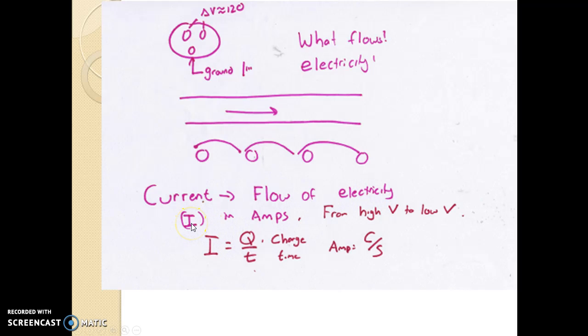Current, we're going to call the letter I. It's measured in amps. And again, by definition, it flows from high voltage to low voltage, just like water, by definition, flows from high height to low height. Current is charge over time, and charge is in coulombs, so amps are coulombs over seconds. This is a pretty important equation to figure out how much charge flowed in some amount of time.